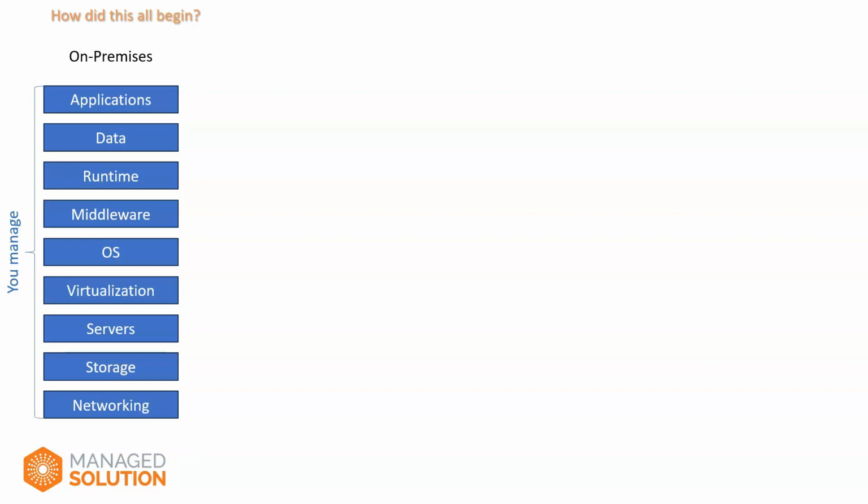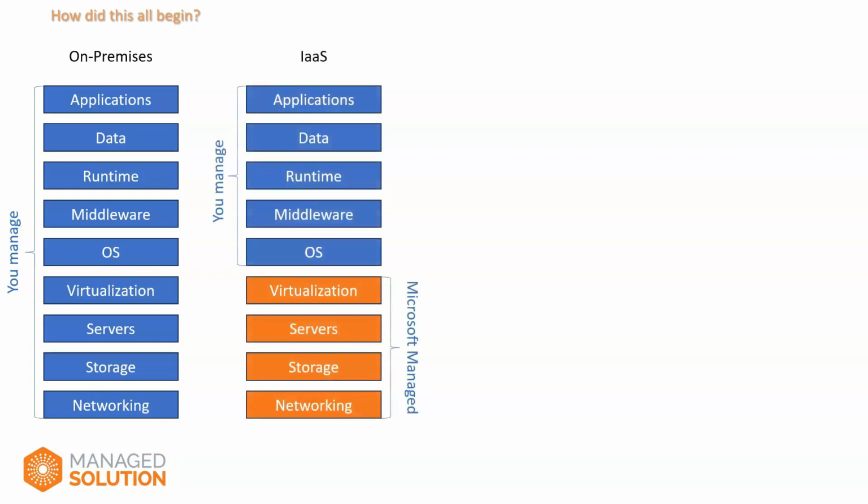When we're thinking about moving our resources to the cloud, the next level is really infrastructure as a service. Infrastructure as a service, or IaaS, is the process where Microsoft can manage your virtualization, servers, storage, and networking for you. Now, there is some responsibility on your side to configure some networking and storage accounts and things like that.